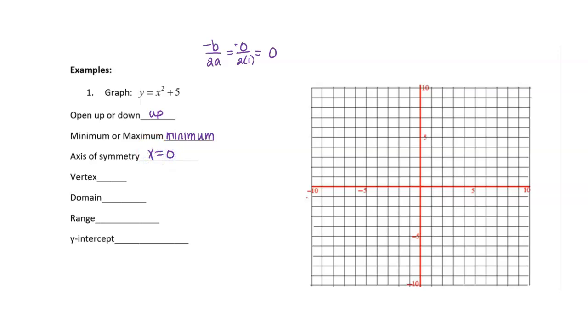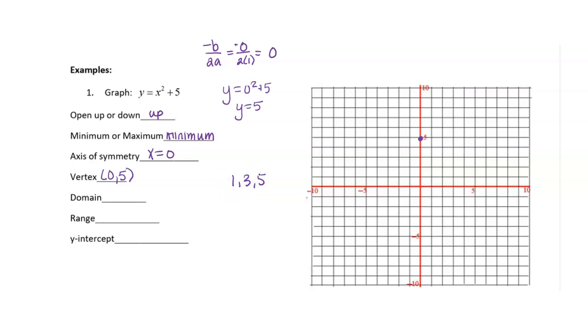We get the vertex by plugging that 0 into the equation. So I have y equals 0 squared plus 5. So our y-coordinate is 5, and our vertex is 0, 5. So when we plot that, I'm going to start at 0, 5. That's our vertex. We're going to use the 1, 3, 5 pattern.